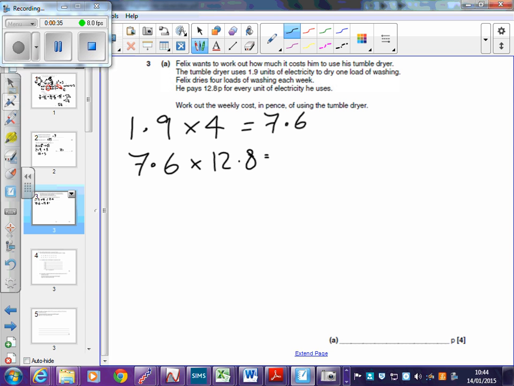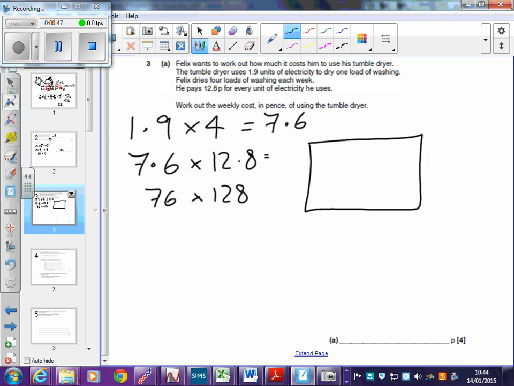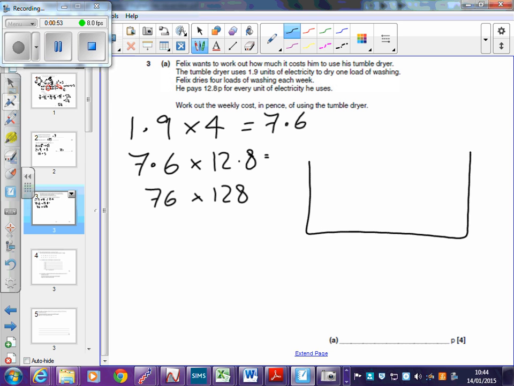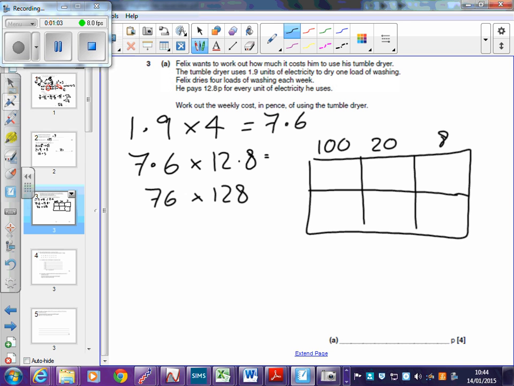That's quite difficult to work out, but what we're going to do is work out 76 times 128, and we're going to use that to help us. So to work out 76 times 128, draw yourself out a nice big grid. So we've got 3 across the top and 2 there. The reason we've got 3 by 2 is because it is a 3-digit number, the 128, times by a 2-digit number, the 76.